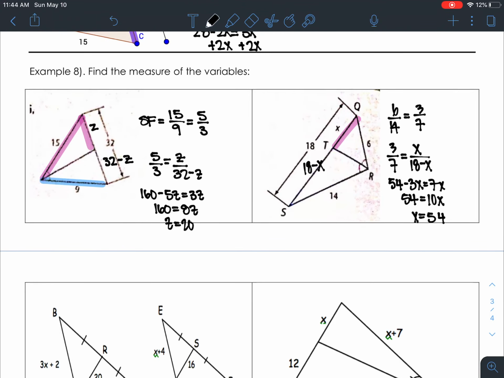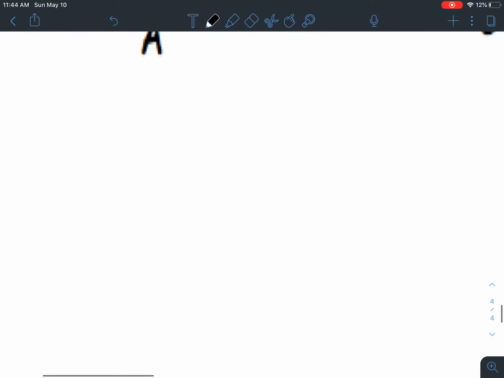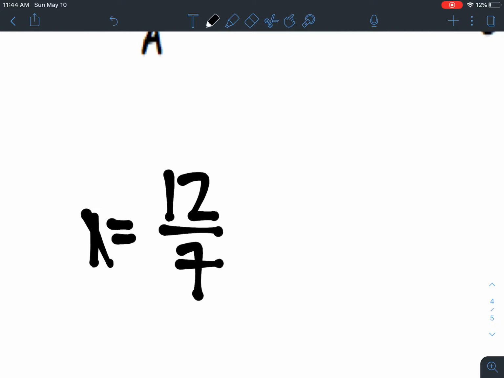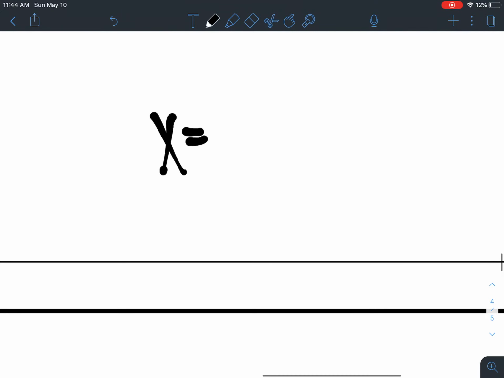For the last two, if you want to do them on your own, for this one right here, I actually got x is equal to 12/7, and you can change that into a decimal if you want to. And then this one right here, I'm going to get x is equal to 8.4.